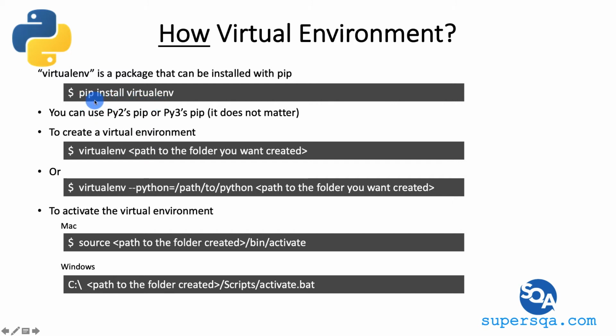So do pip install Virtual ENV and that will install the latest one. You can use either the pip that came with Python 2 or the pip that came with Python 3. It doesn't really matter. The package is going to work either way. So once you install Virtual ENV, the way you create the virtual environment is, the virtual environment is going to be a folder. Inside of the folder is going to have Python itself plus all the dependencies, right?